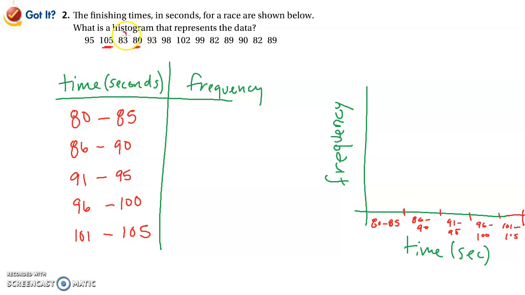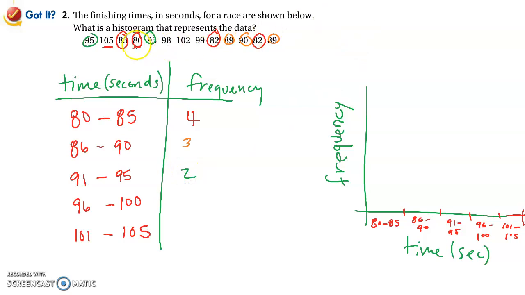So groups between 80 and 85: 1, 2, 3, 4. So I have 4 there. All right. And then if I miss one, I can always go back and add it. So 86 through 90, any numbers between 86 and 90: I got 1, 2, 3. So I'm going to put 3 there. Now groups between 91 and 95: 1, 2, and that's it. So 2 of these guys.